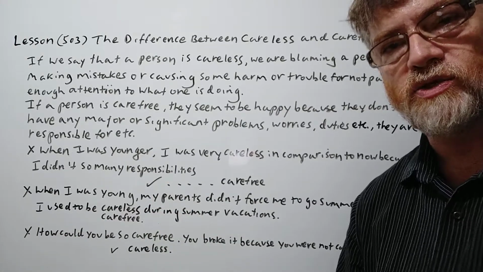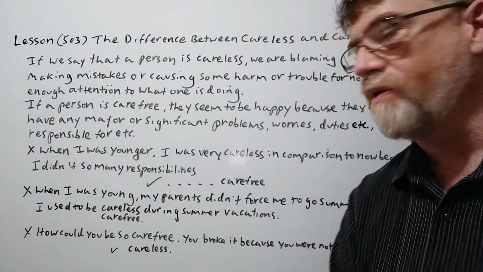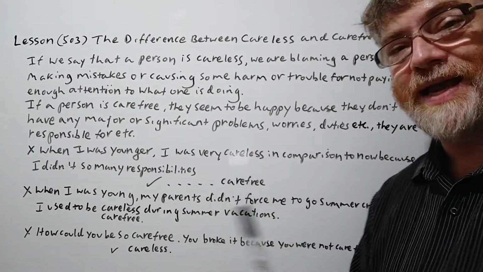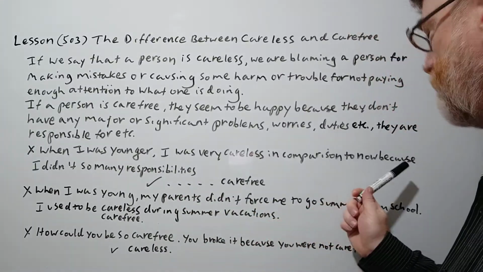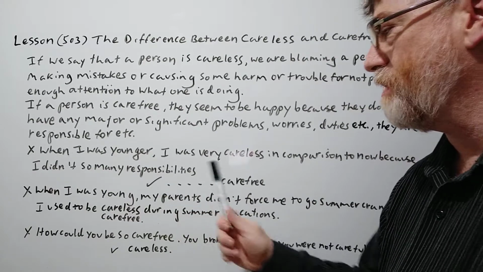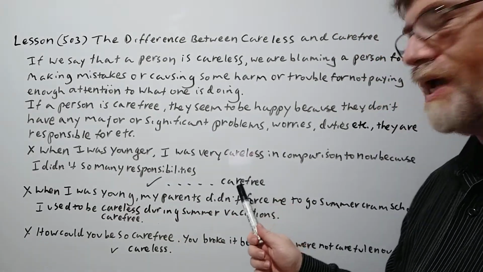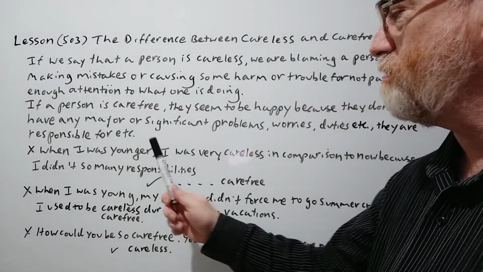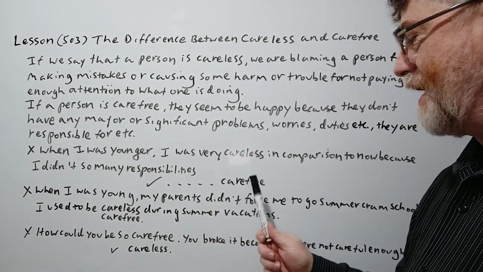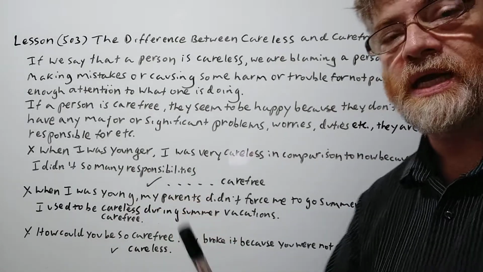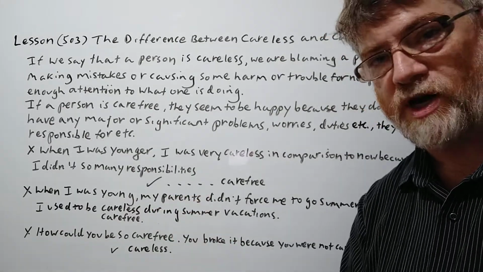All right, and we have three examples here. Of course, with the X, it's wrong, and where the check is, that would be correct. So here's the first one. When I was younger, I was very careless in comparison to now because I didn't have so many responsibilities. Of course, that's wrong. It should not be careless. It should be carefree here with the check. So it should be: when I was younger, I was very carefree in comparison to now because I didn't have so many responsibilities. All right, good.